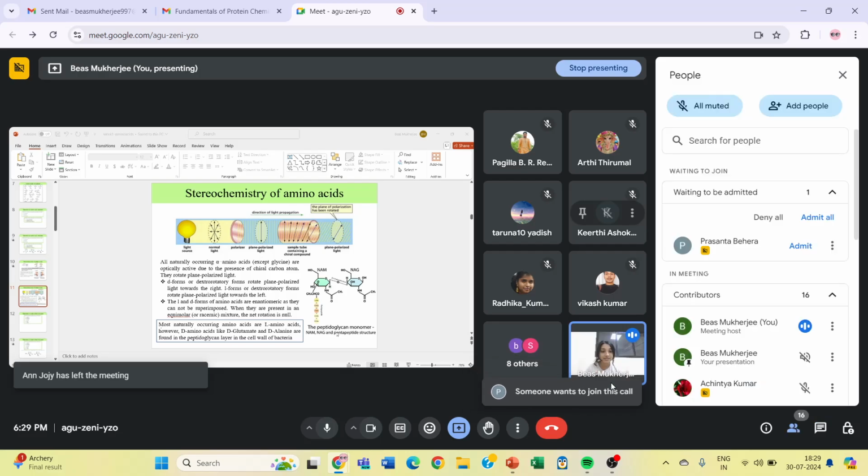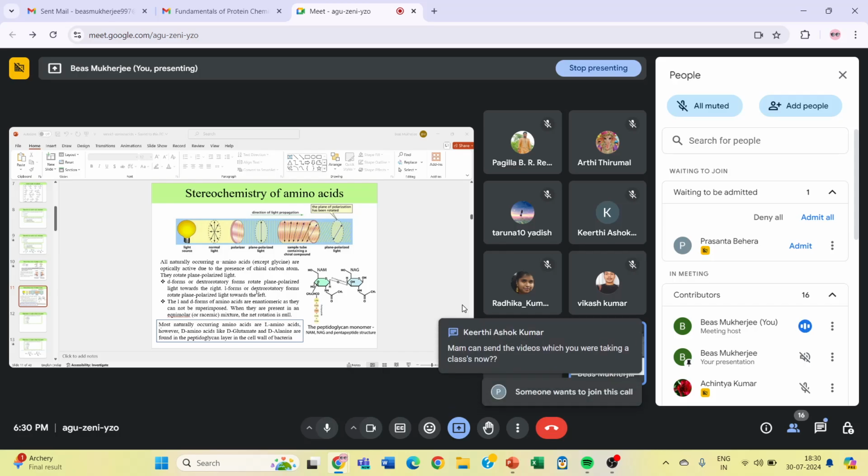Now the amino acids which are dextrorotatory, small d, rotate this plane polarized light towards the right by some degree, and the other ones, the levorotatory ones, rotate the plane polarized light towards the left by some degree. Now you tell me, if they are present in a mixture, then what will happen? Some of the molecules will rotate the light towards the right, some will rotate it towards the left, and the net rotation will be negligible.